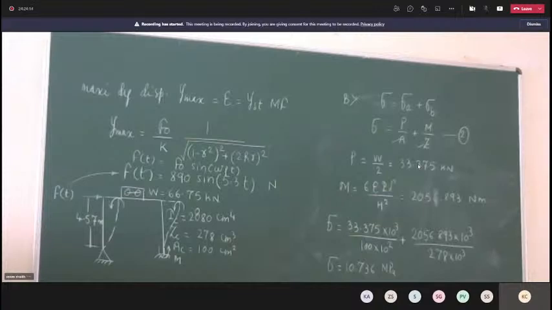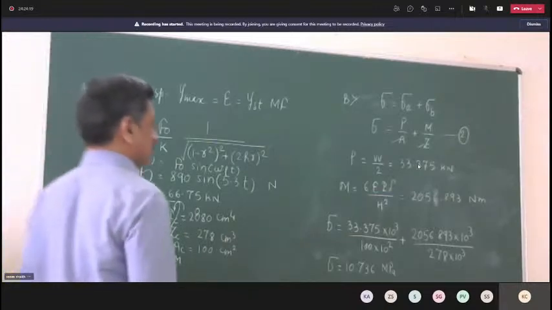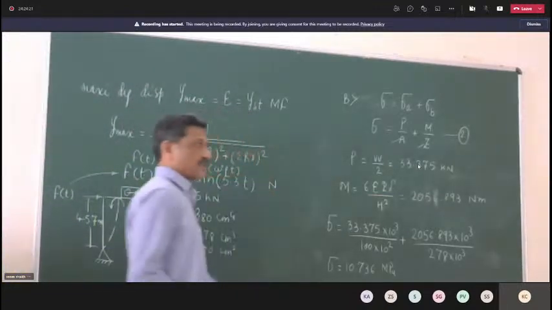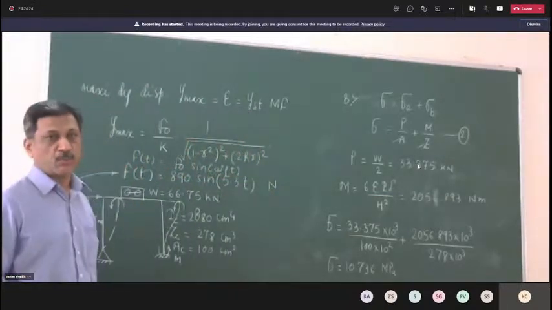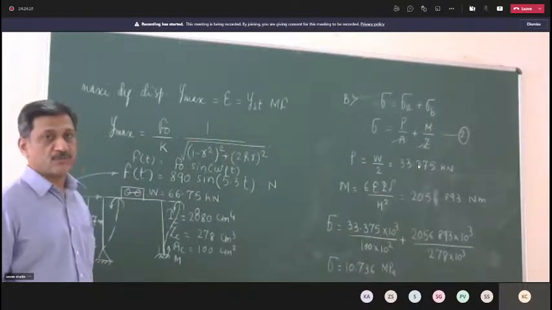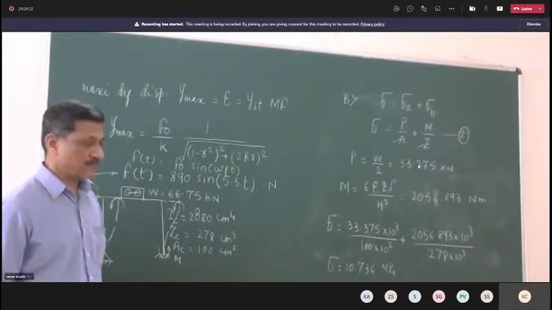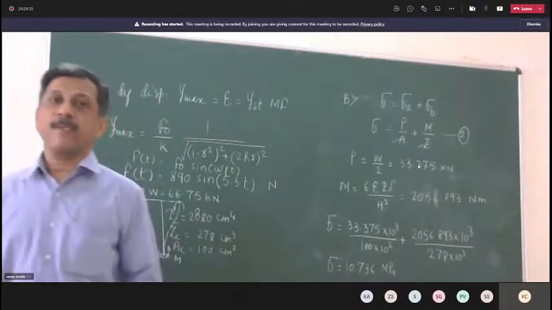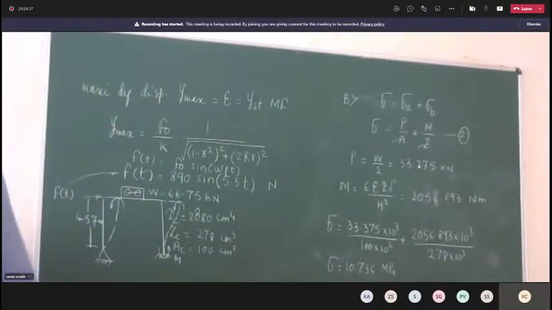And that is very, very small. Even if I take it's a steel column and laterally supported, the permissible bending stress is 165 megapascal. If I go by elastic method, it is very small. So this is how this dynamic analysis is used to design the machine foundations. Got it? Okay.